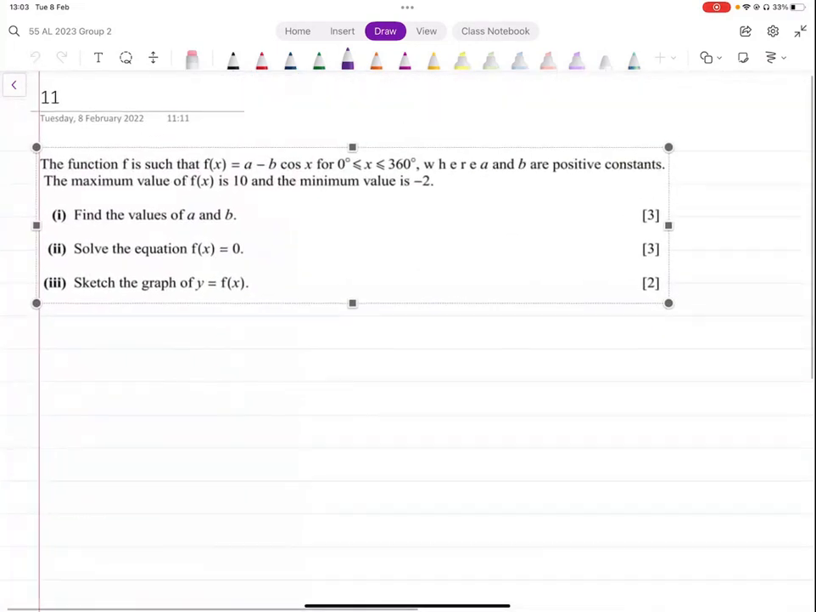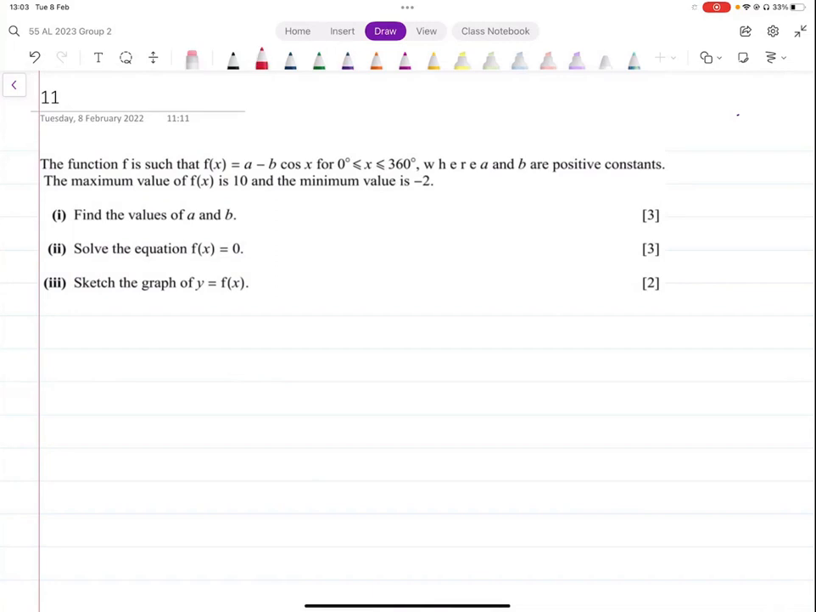Someone asked. This is again a very similar concept, but now it's the other way around. You're given the maximum and minimum value, and you have to use them. So in the first part, you are given a function f of x, which is a minus b cos x, defined for x between 0 degrees and 360 degrees. A and b are constants. The maximum value of f of x is 10, and the minimum value is minus 2. The maximum and minimum values have been given to you.